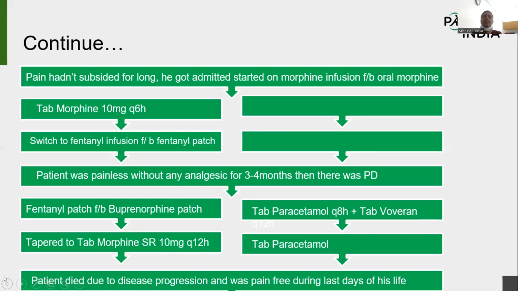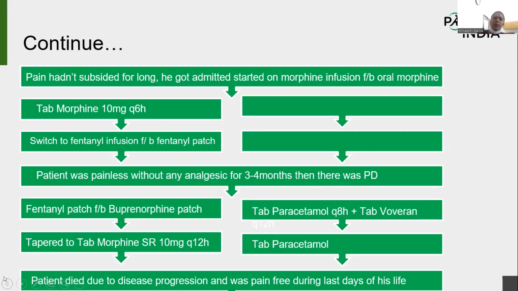Then we started fentanyl infusion for him, and after 12 hours of infusion, we applied the patch. We applied the patch and gave infusion for 12 hours. After that, the patient's pain was okay. Then we discharged the patient. Patient was without pain for 3 to 4 months, even though I can say it was 6 months, but we are taking it as around 4 months. Patient was painless without any analgesic for 3 to 4 months.